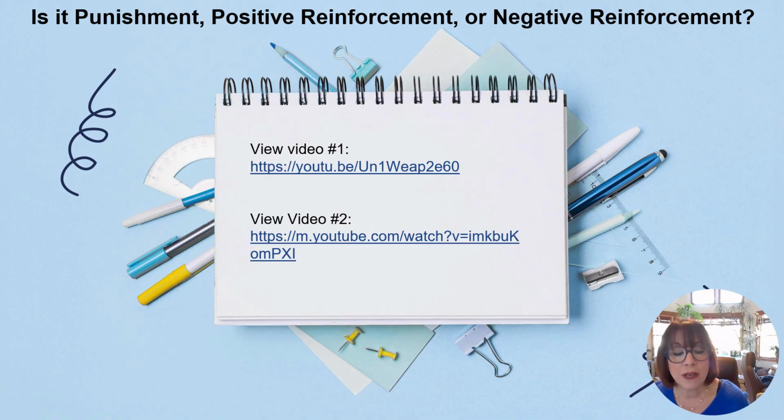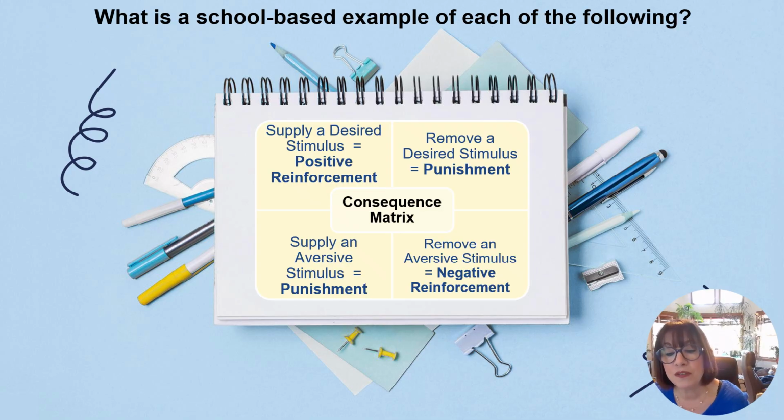For homework, you'll be looking at 2 videos about positive and negative reinforcement and how that differs from punishment. And then you will provide examples for each of these.